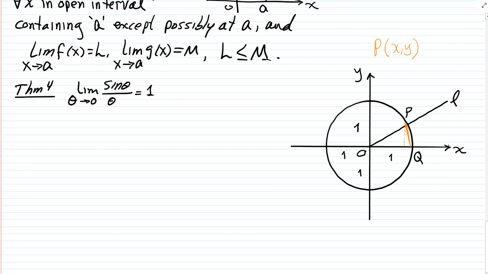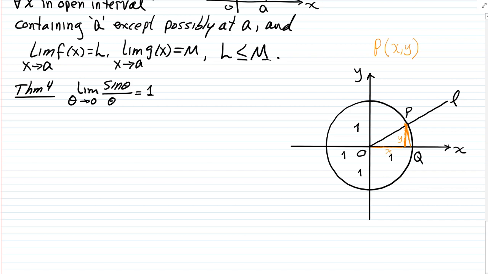If I drop a perpendicular here, then this height is going to be y, and the width of this triangle is going to be x, right? Because the coordinates of the point are x, y, so the distance from the origin to here is x, and y would be the vertical distance from P down to the x-axis, right? So there you go, that's what y is going to be.